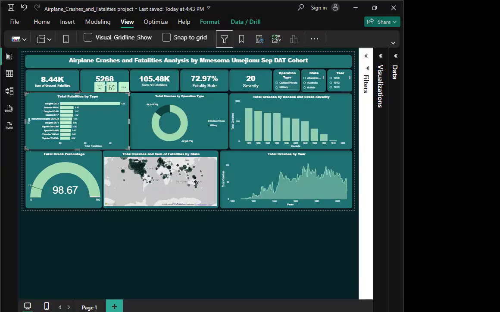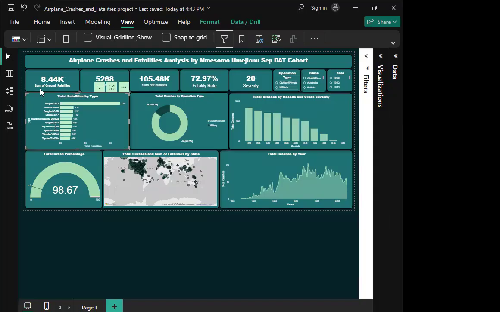Alright, so I'll be walking you through an overview of the global airplane crash and fatalities, highlighting key trends, severity levels, and how crashes vary by time, operational type, and location.